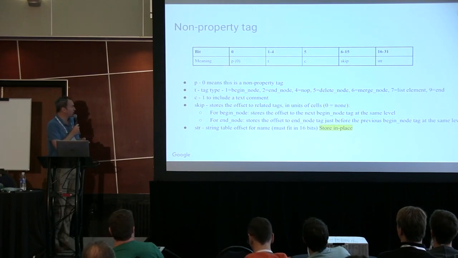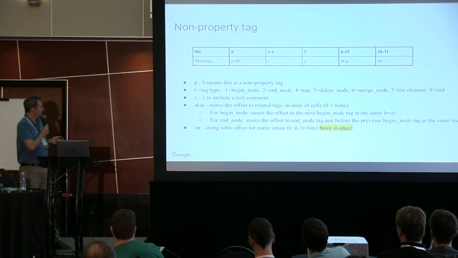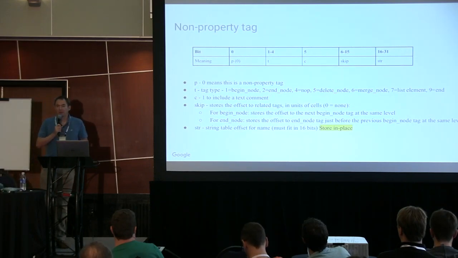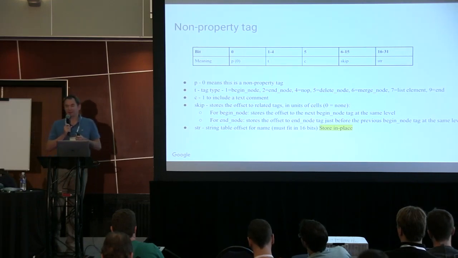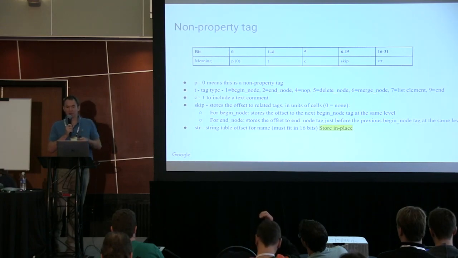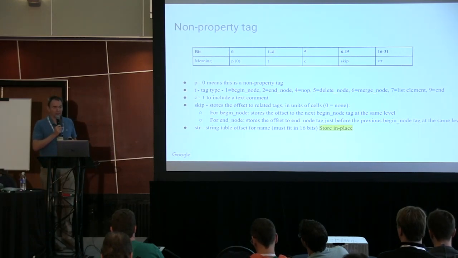And then the non-property tag is along the same lines. It's a zero, meaning non-property. We have these different tag types, including things like delete node and merge node and so on. And we also have the ability to specify the offset to the next node at the same level, or previous node at the same level for begin and end. That lets you traverse the tree quickly. At the moment, there's a pathological case where you try and find the parent of a node in a flat tree, and it takes forever because you've got to scan from the beginning of the tree every time. So that would fix that.